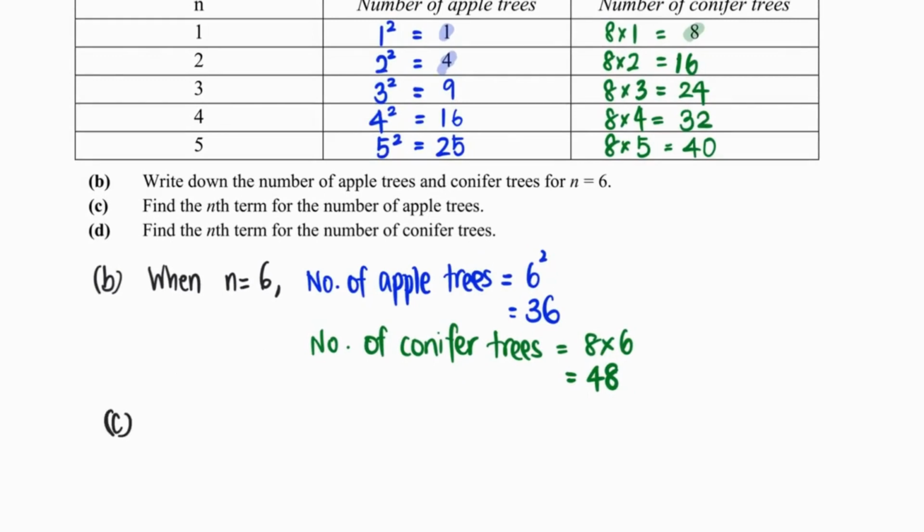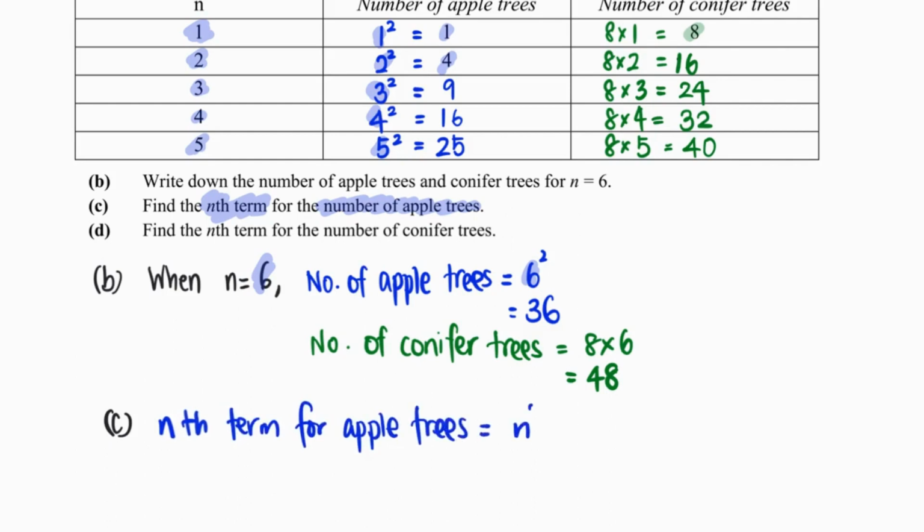Then, what do you think is the n term for the number of apple trees? When it is 1, it is 1 square. When it is 2, 2 square, 3, 3 square, 4, 4 square, 5, 5 square, 6, 6 square, n. Brilliant. So therefore, the n term for apple trees is equals to n square.